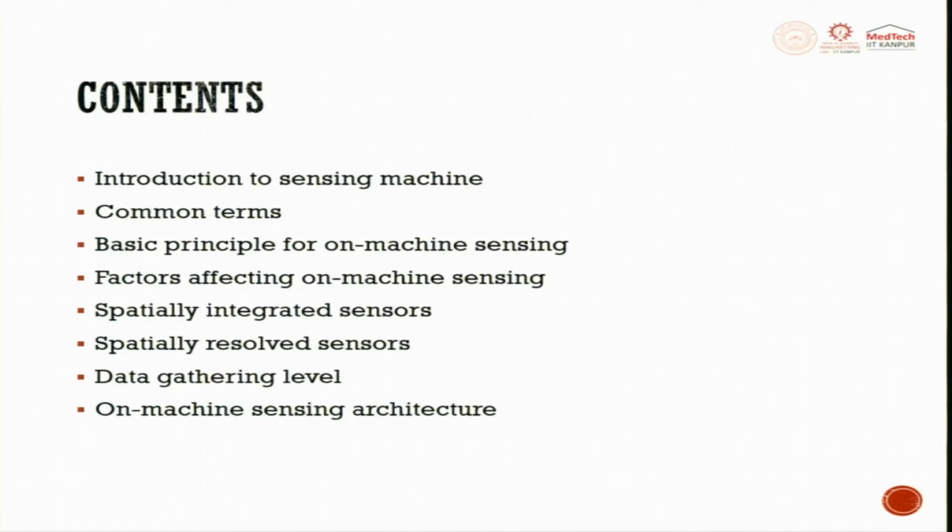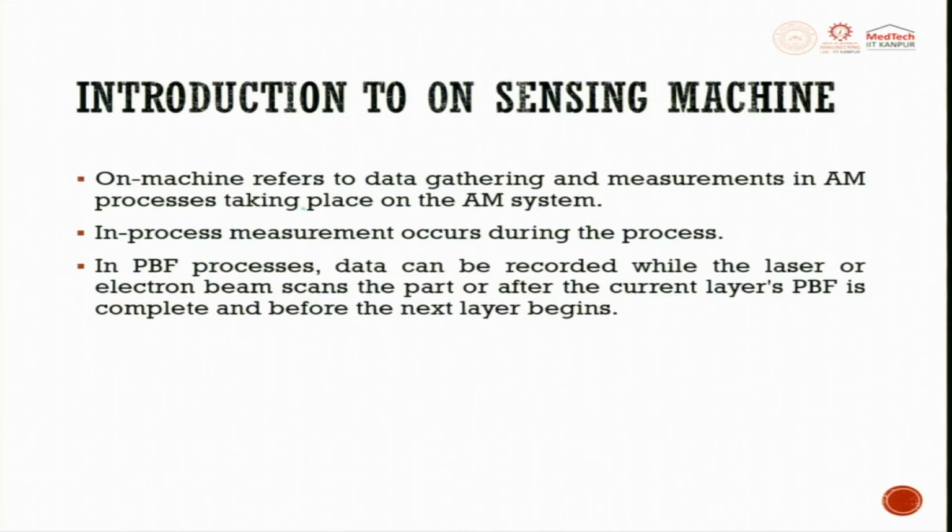This architecture is a protocol which we follow at the machine to see how we control the process. On machine refers to data gathering and measurements in the AM process taking place on the AM system. One is data gathering, the other one is measurement. So, you measure, you gather the data, you process the data, and online you take a decision on what is to be done.